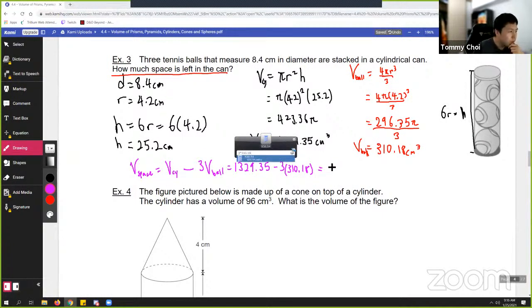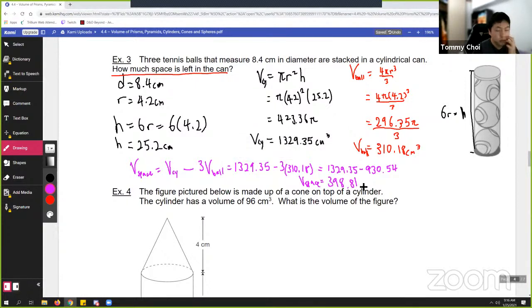That's going to be 930.54. So 1329.35 minus 930.54. And that's going to give me the volume of the empty space. So 1329.35 minus 930.54. And that gives me 398.81. So 398.81 centimeters cubed. And then what Elias said earlier, we need our therefore statement.